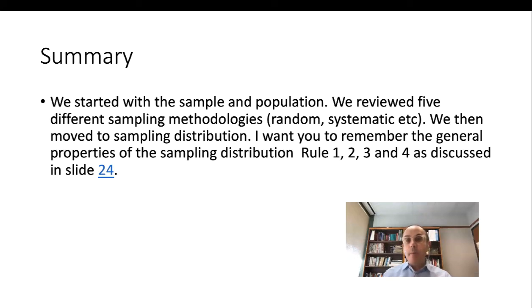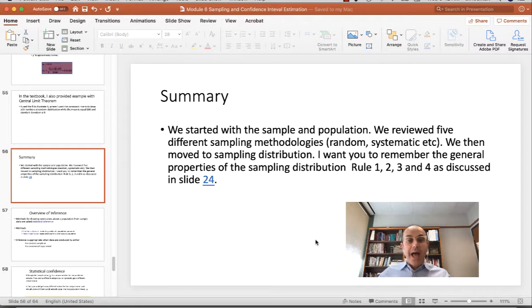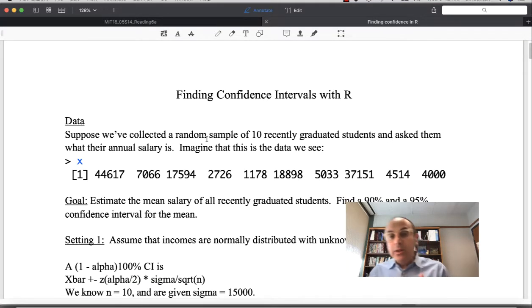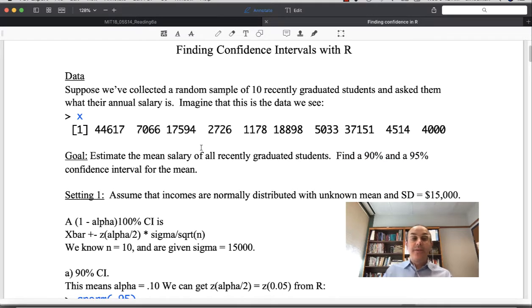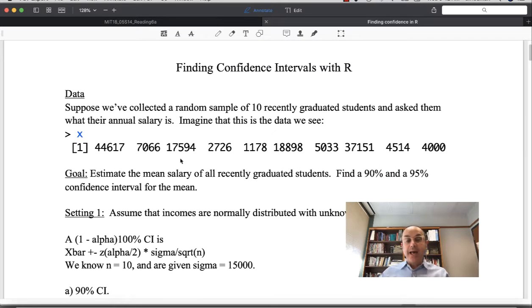So we will start with the population. We will review random systematic samples, and then we move to the sampling distribution. I recommend the general proportion rules number 1, 2, 3, and 4 as outlined in the sample. I also outlined for you an example of how to find a confidence interval with R. So we outline what the value of X is. Instead of showing you how I entered this data, I already embedded it.